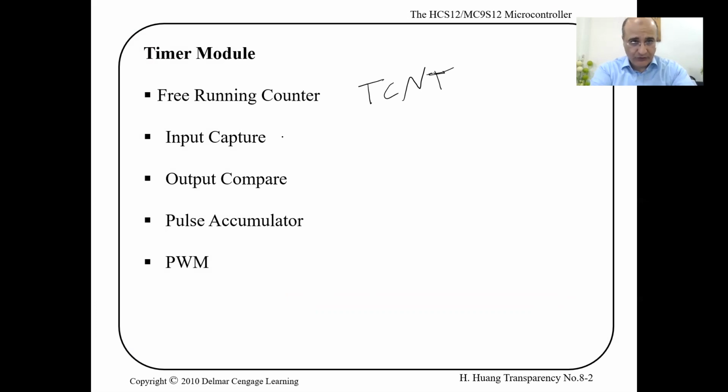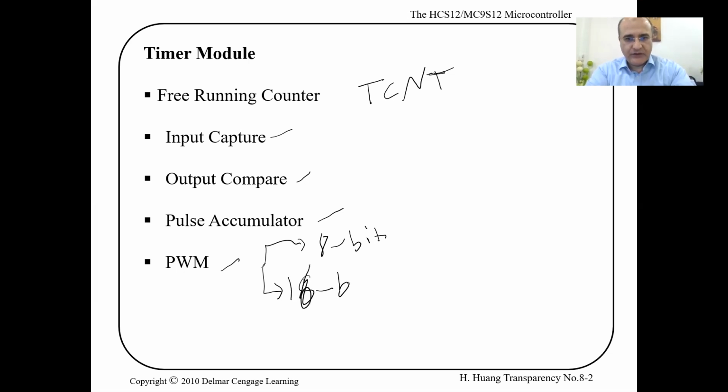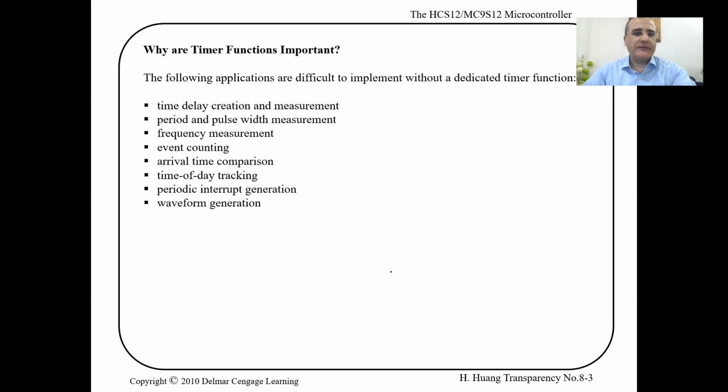We're going to talk about something called input capture and output compare. Some of you may be familiar with these, some are not. Then the Pulse Accumulator and PWM. PWM here is going to be two parts, one about 8-bit PWM and another one about 16-bit PWM. I think we'll take about 3 to 4 lecture meetings to cover the content.